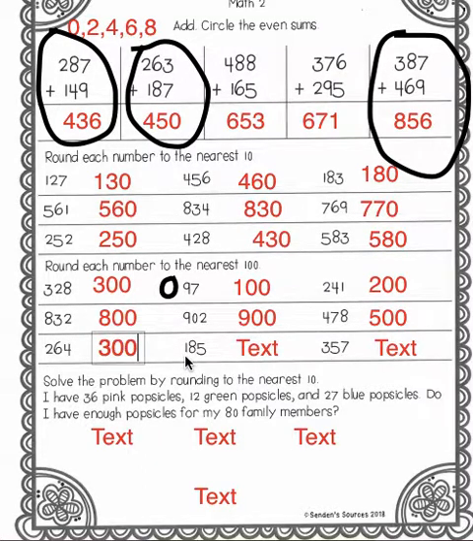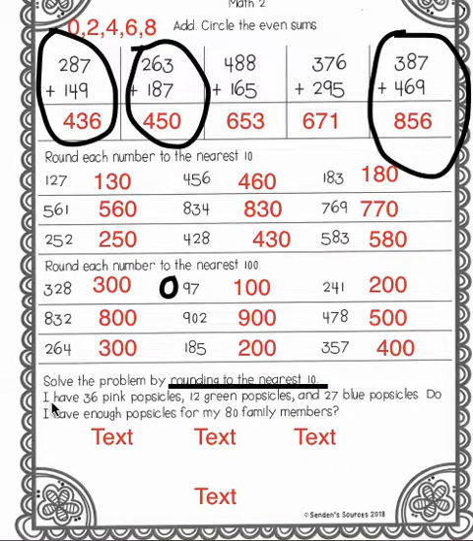185, we have a 1 in the hundreds place and an 8 in the tens place. This will round to 200. And 357, we have a 3 in the hundreds place and a 5 in the tens place. This will be 400. So any questions on this, please reach out to me. We have a word problem here. Solve the problem by rounding to the nearest 10. Let me get my little pen here. It wants us to round to the nearest 10. That is important information. You need to know what place you're rounding to be able to do the problem correctly.